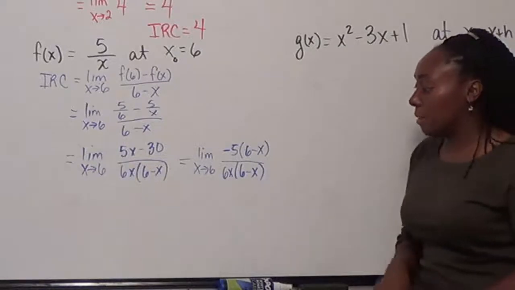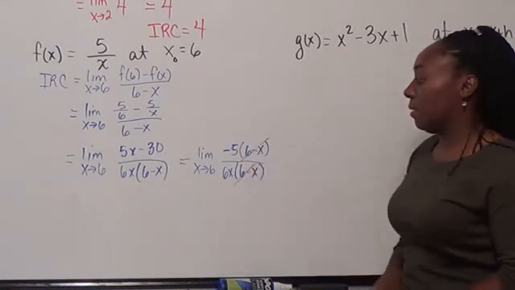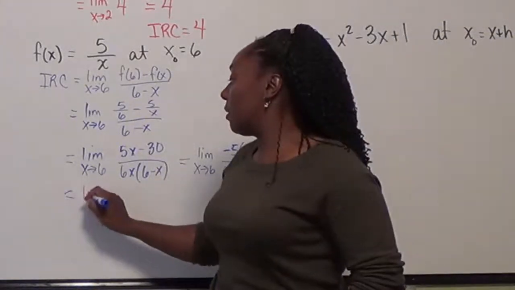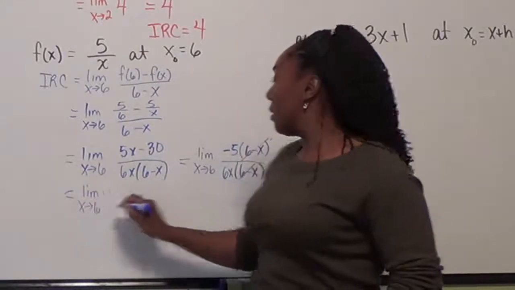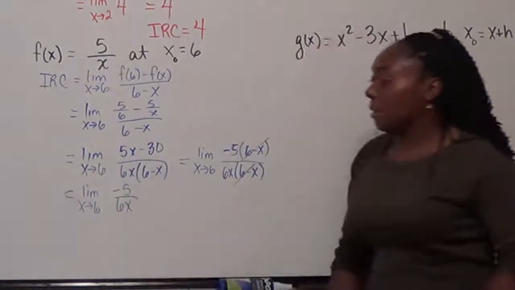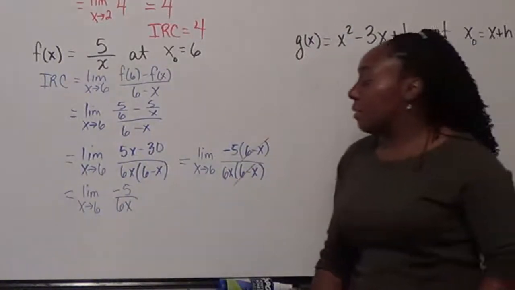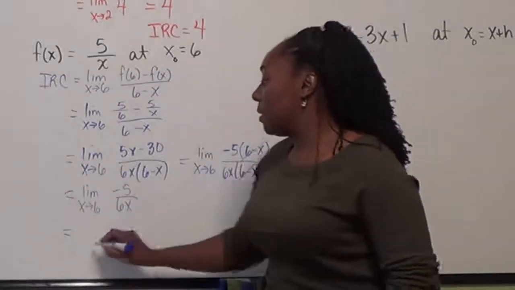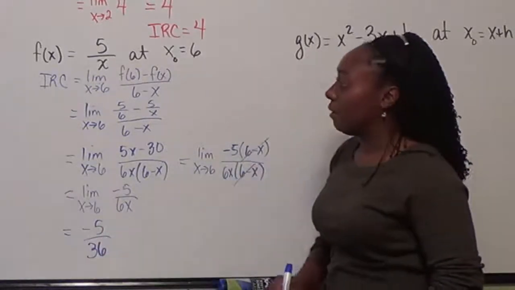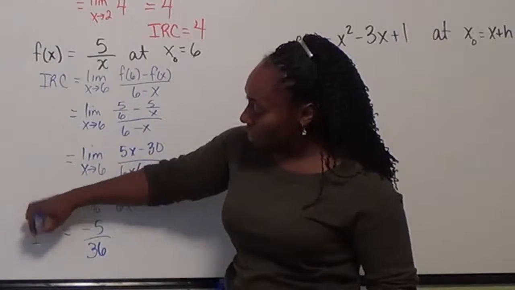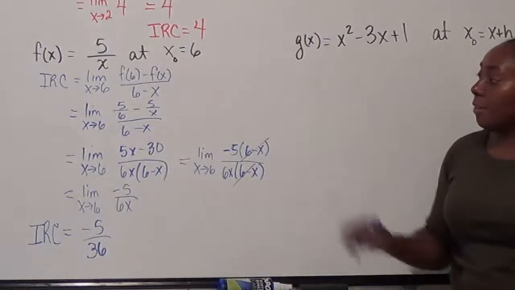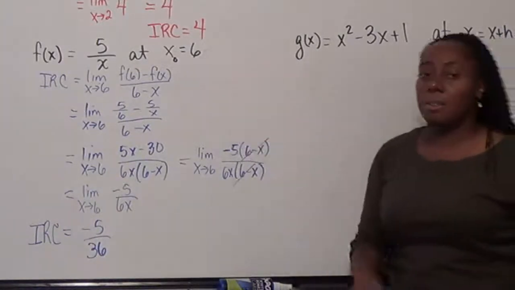And again, we can see some things will cancel. So here, our limit as x goes to 6 is going to be of negative 5 over 6x. Here, as we take our limit, we can see this is going to turn out to be negative 5 over 36. Okay, so there's our instantaneous rate of change, which again just tells us the slope of our tangent line for that particular curve at x equals 6.